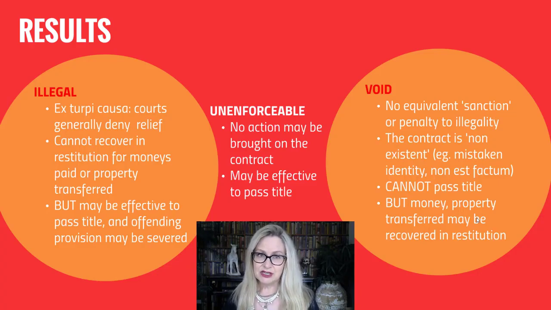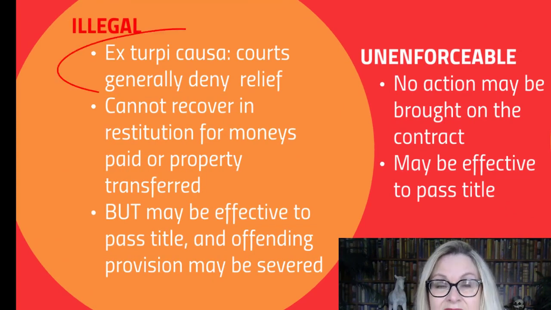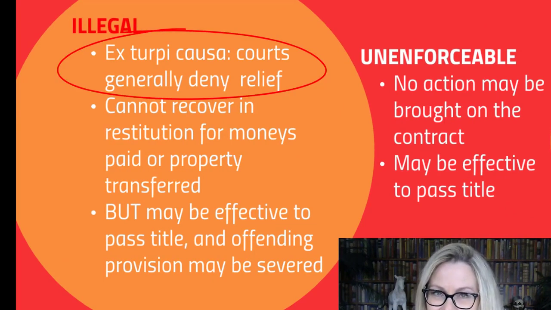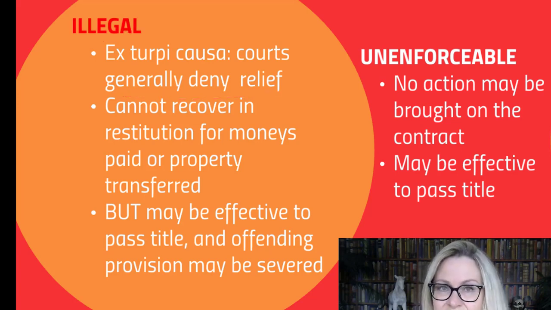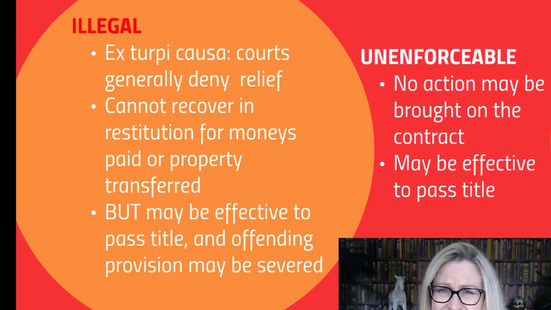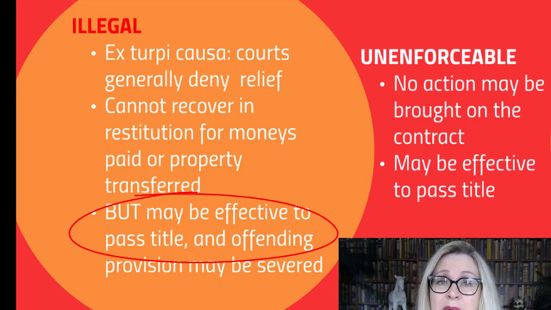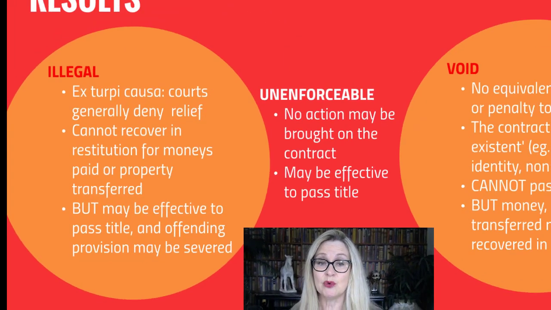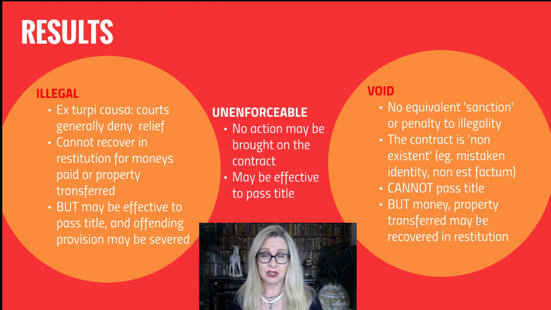If a contract is found illegal, the consequence is ex turpi causa. That's a Latin phrase, awful phrase, but it simply means that courts will generally deny relief. You can't sue on an illegal contract. That means that you can't recover back monies that have been paid over or property that's been transferred over. Okay, nasty. However, the illegal contract might be effective to actually pass title over, which is certainly important for third parties at the end of the line that might have received property that might have changed hands under an illegal contract. And the offending illegal provisions might be severed. So that's the snapshot of illegality.